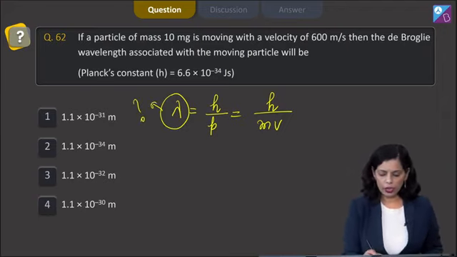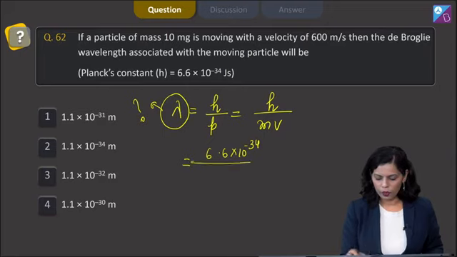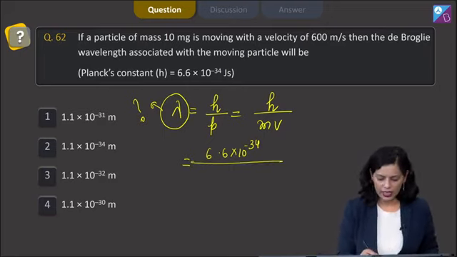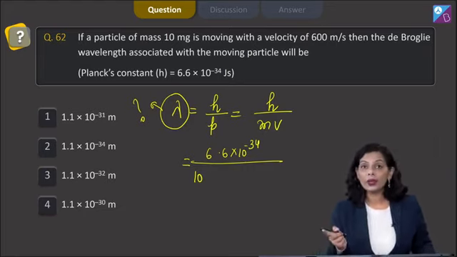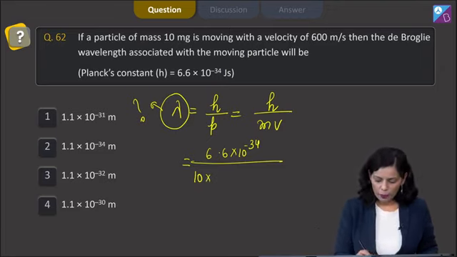So is the h value given? Yes, it's given in the question itself: 6.6 into 10 raised to the power minus 34. Otherwise, you need to learn this value. Divide it by the mass of the particle. Is the mass given? Yes, it's given: 10 milligram. And you need to change this milligram into the SI unit of mass, that is kg, right? So how much do you need to multiply?